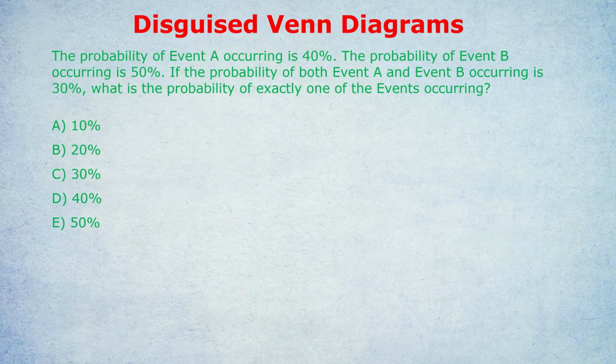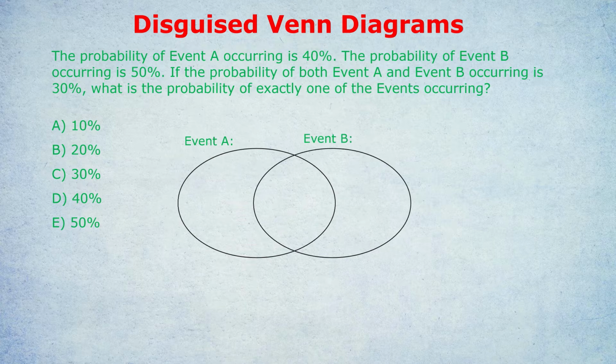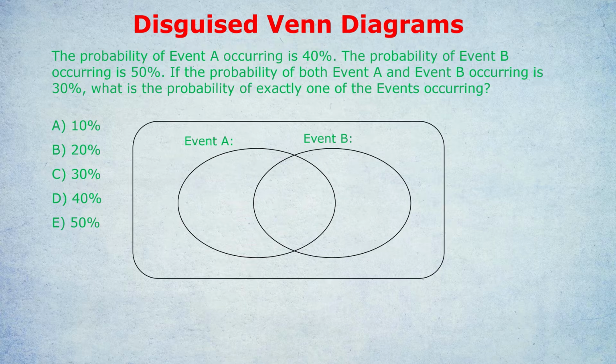How do I know it's a Venn diagram question? Because we've got the word both. Anytime I see the word both or neither, I'm thinking Venn diagram. So how would I draw a Venn diagram here? Well, we draw one bubble with event A on top, and another overlapping bubble with event B on top, and we draw a box around. This is the essential way of doing a Venn diagram question. If you want more practice on this, as I said, do check out my Venn diagram videos.